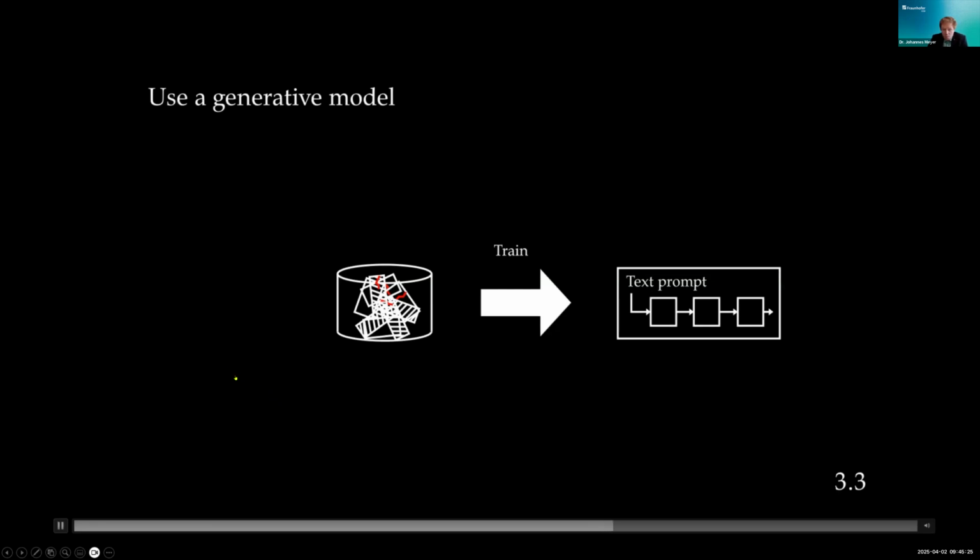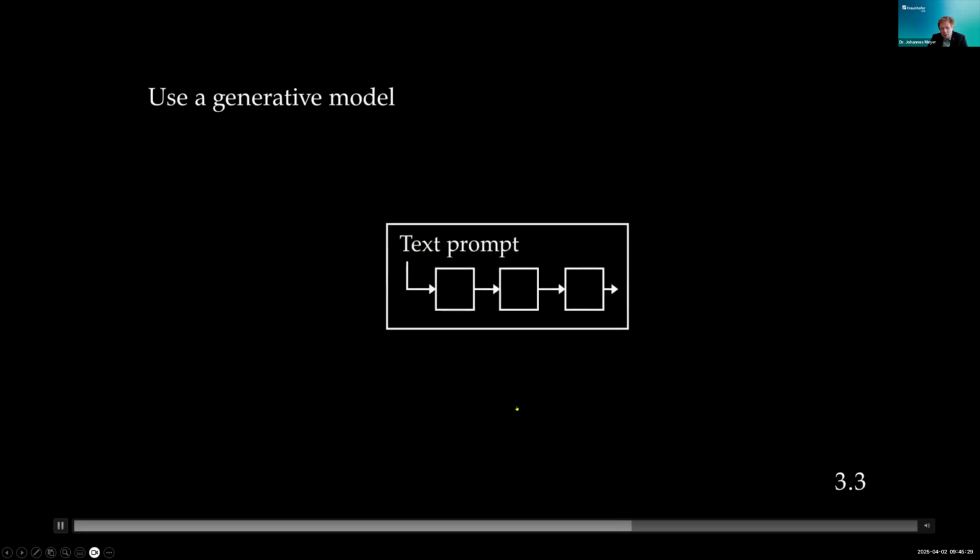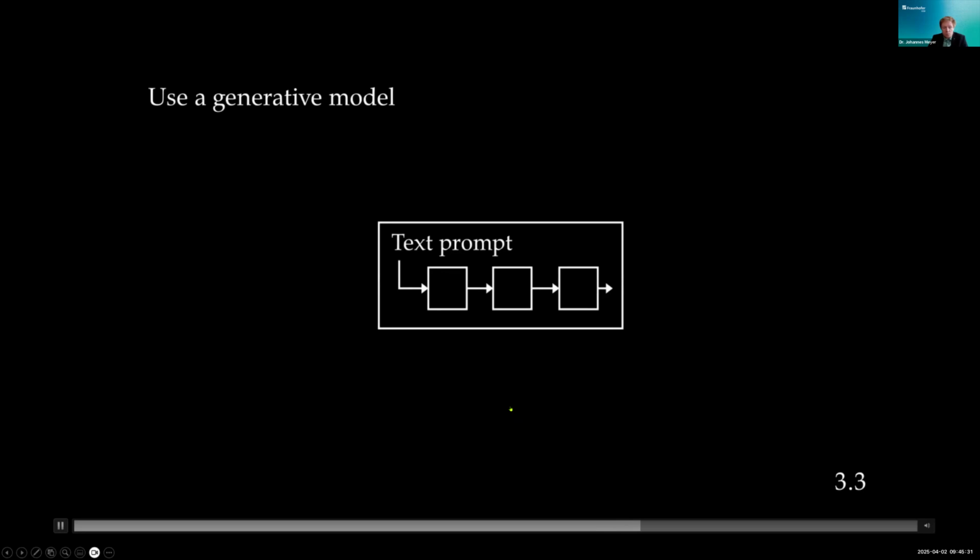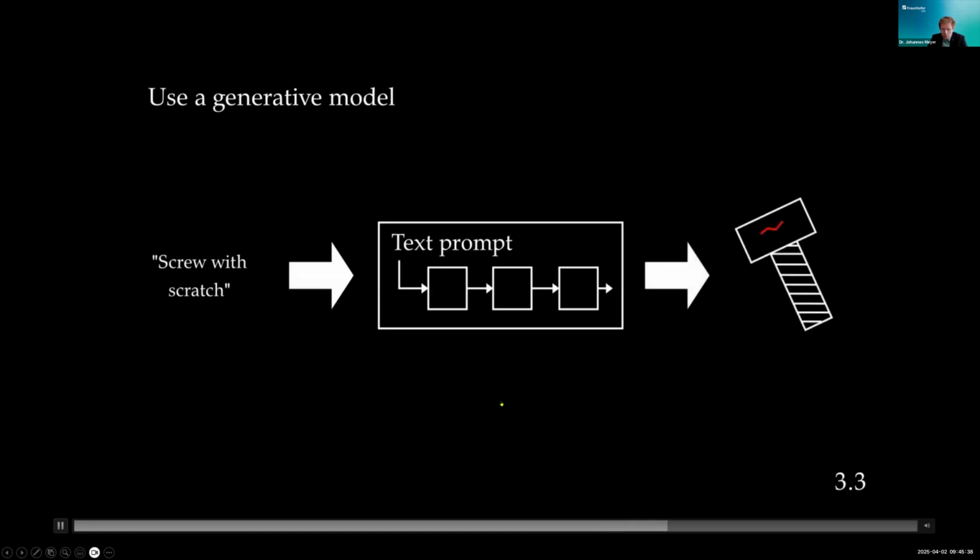However, then you should be capable of using this trained model and, for example, providing it with a text prompt saying, give me a screw with a scratch, and the model should output another screw with a new scratch that you can then use for training your defect detection model. But now you would say, okay, but then again, I need lots of training data. I could directly use that for training my defect detection model.